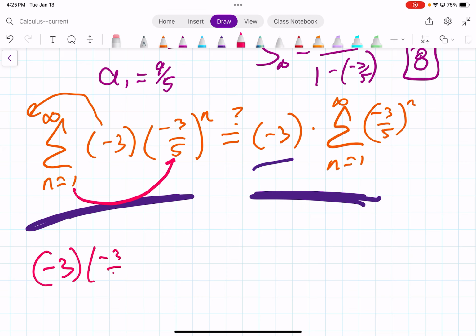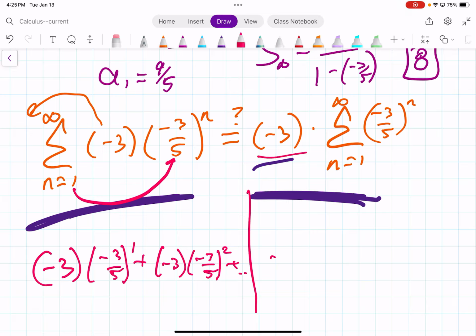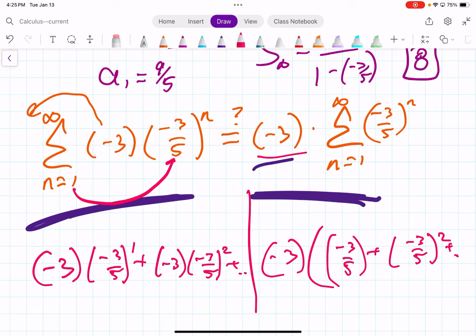3 times negative 3 over 5 to the first plus. And then you substitute a 2 in, and you write a negative 3 times a negative 3 over 5 to the second plus. And every time I'm going to write a negative 3 times something. And over here, it's saying negative 3 times, now you do the sum. Substitute in 1, plus substitute in 2, plus, do you see it would just distribute out to be the same thing that you had on both sides.